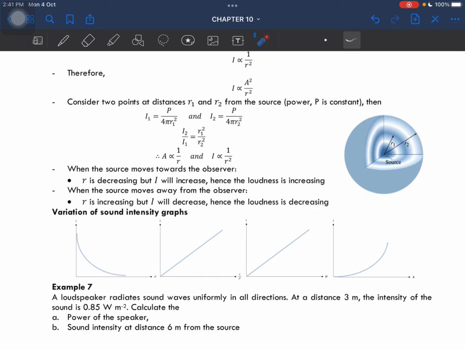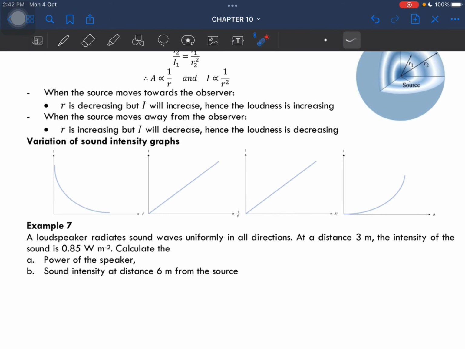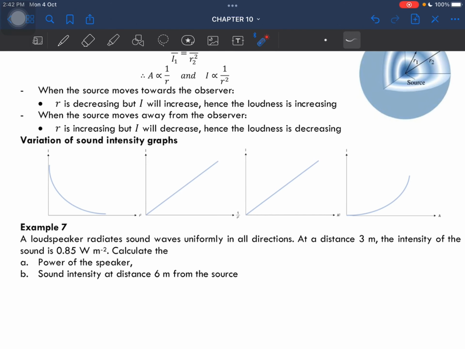Okay, and then these are the variation of sound intensity graphs. If you are able to memorize this, that'll be great, because sometimes in the exam they will ask you to draw or sketch a graph of certain situations. This is basically telling us that the sound intensity is inversely proportional to the square of the distance between the source and the observer.